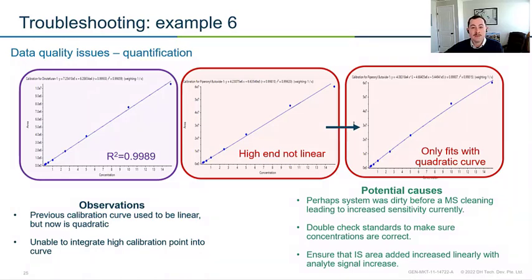One of the times I've seen this, or several of the times, a few of the times I've seen this, have been when a method was built on an instrument that wasn't operating at its full sensitivity. So let's say your instrument was sort of dirty, or maybe your detector wasn't fully optimized correctly. So your sensitivity wasn't as great as it could have been. So when you built your curve initially, it was linear, and then your engineer or yourself went in, optimized, cleaned, et cetera, and now you're seeing this quadratic curve.